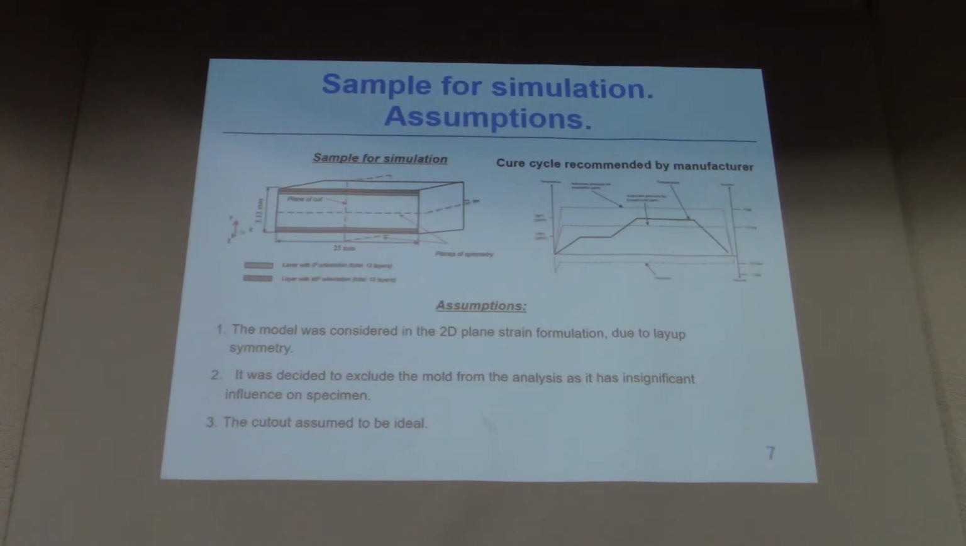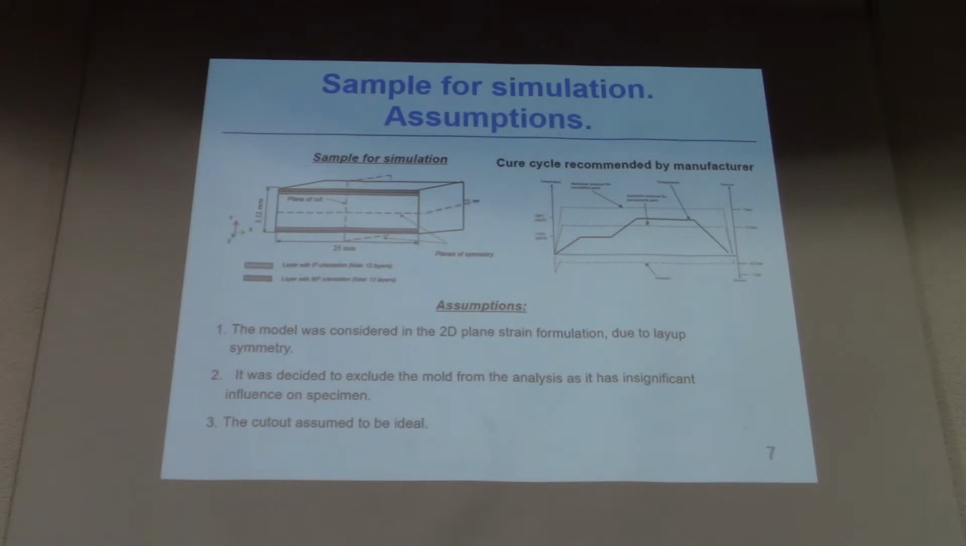The sample that was taken into the analysis is like this, of very simple form. The layup is 0/90. The thickness is about 3 millimeters. Here is the cycle of the polymerization that is recommended by the manufacturer.